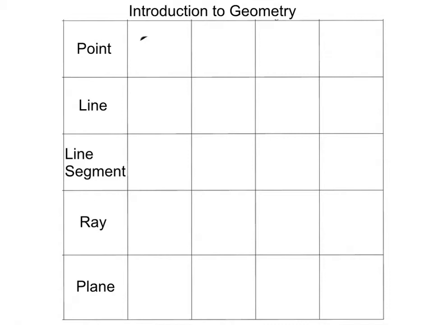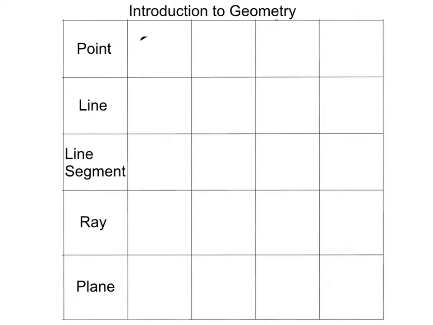Basically, we're going to be looking at the different basic parts of geometry so that as we go into this and we start talking more specifically about different types of angles or lines or things like that, you guys will know what it is that I'm actually referring to. So the first thing we're going to look at is a point.